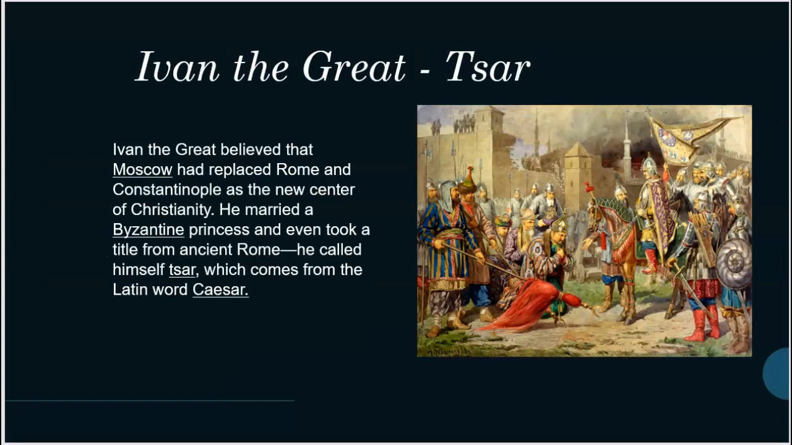Ivan the Great, Tsar. Ivan the Great believed that Moscow had replaced Rome and Constantinople as the new center of Christianity. He married a Byzantine princess and even took a title from ancient Rome. He called himself Tsar, which comes from the Latin word Caesar, and Tsar is pronounced with a Z, Tsar.